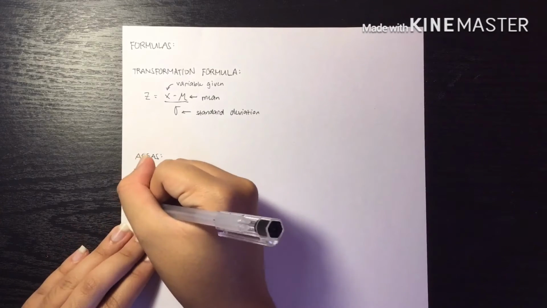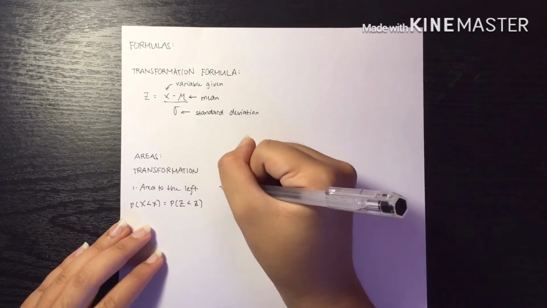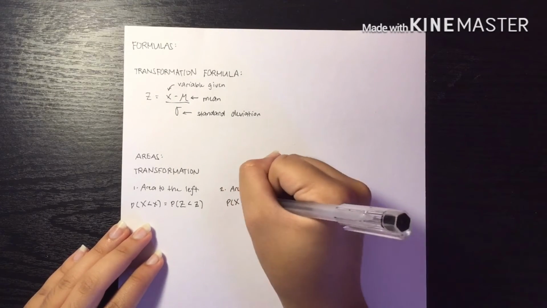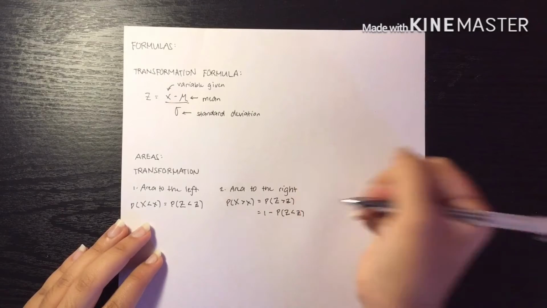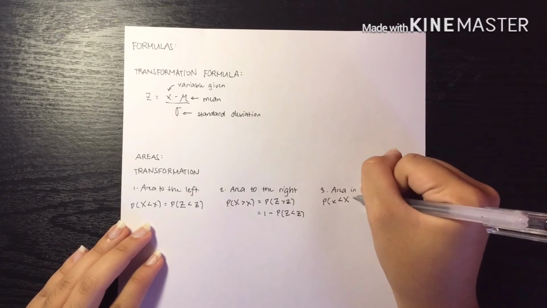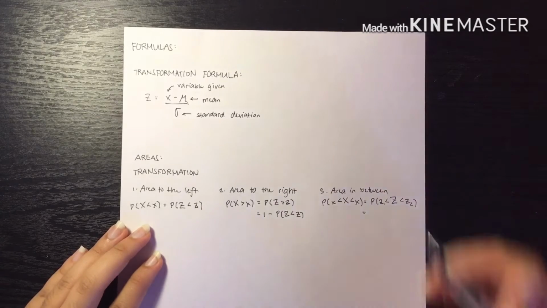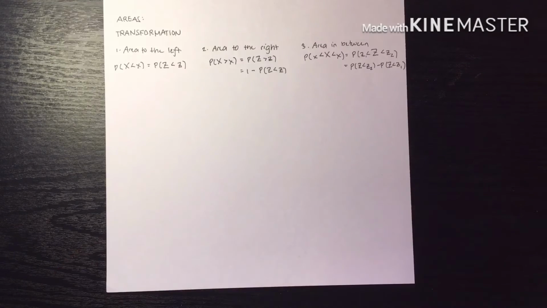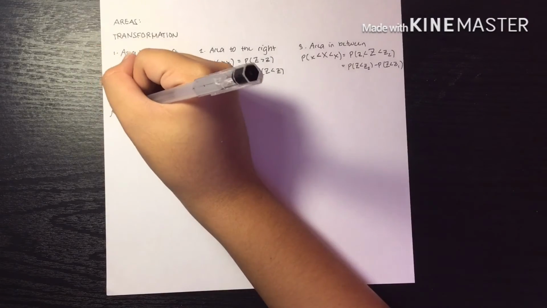Area to the left, area to the right, an area in between. So let's first learn how to solve the z-score with the transformation formula.